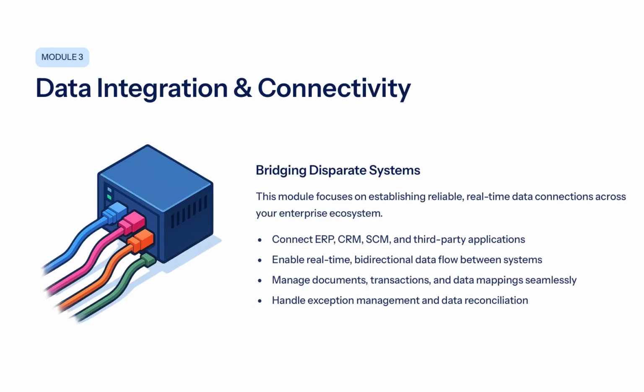The next step in integrating your ION system is to focus on data integration and connectivity. This module will help you establish reliable, real-time data connections across your entire enterprise ecosystem. By connecting your enterprise resource planning (ERP), customer relationship management (CRM), supply chain management (SCM) systems, as well as third-party applications, you can enable seamless communication and data exchange between these disparate systems.